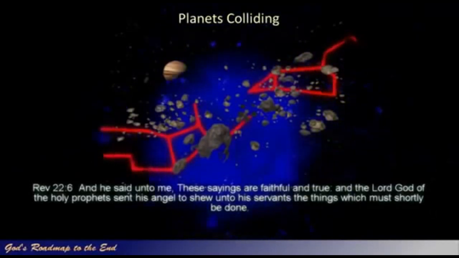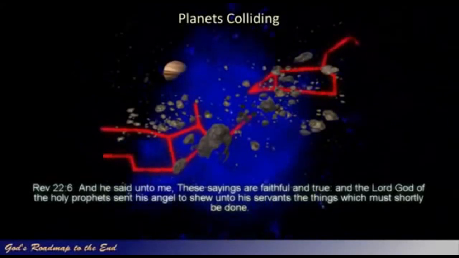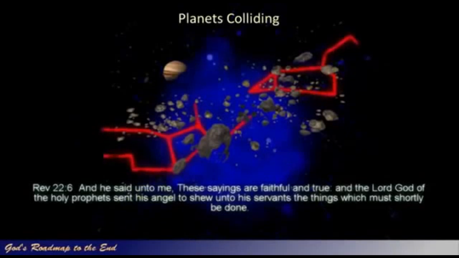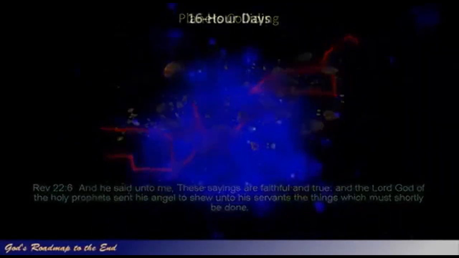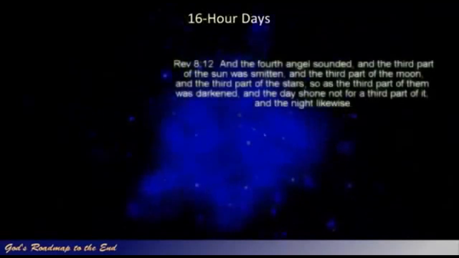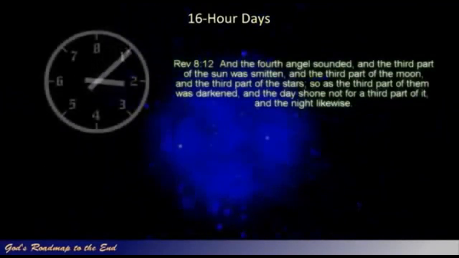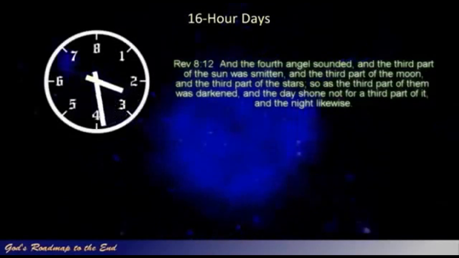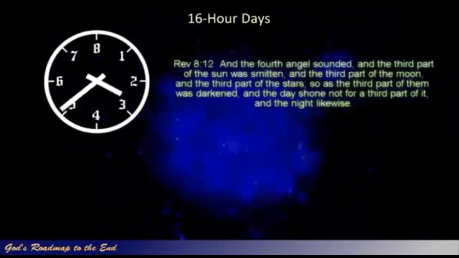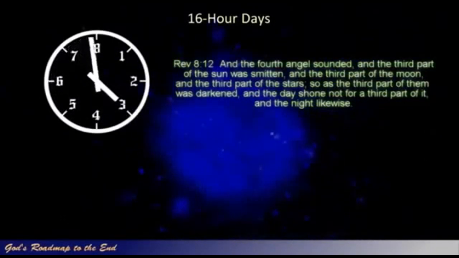What would be responsible for speeding up the rotation of the earth so that a day will no longer be 24 hours long, but only 16 hours? We see this shortening of days prophesied in a number of passages. Revelation 8 verse 12. And the fourth angel sounded, and the third part of the sun was smitten, and the third part of the moon, and the third part of the stars, so as the third part of them was darkened, and the day shone not for a third part of it, and the night likewise.